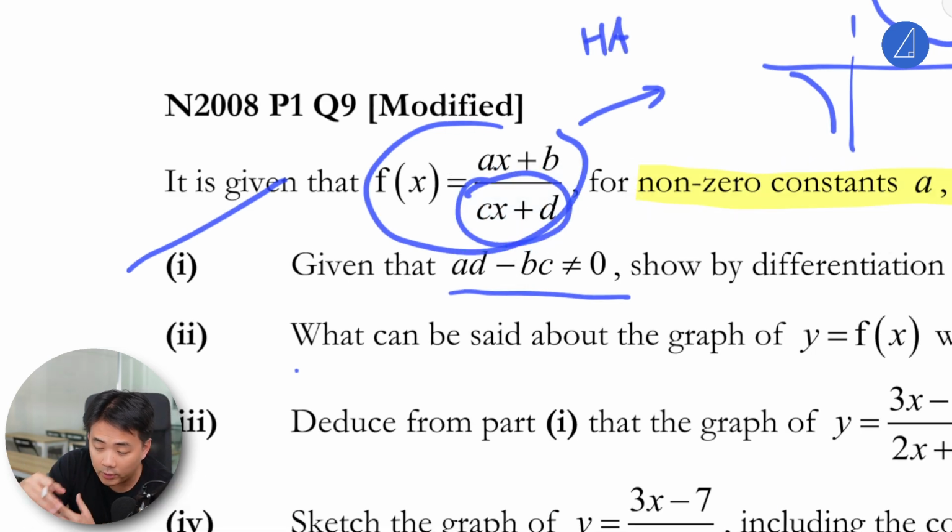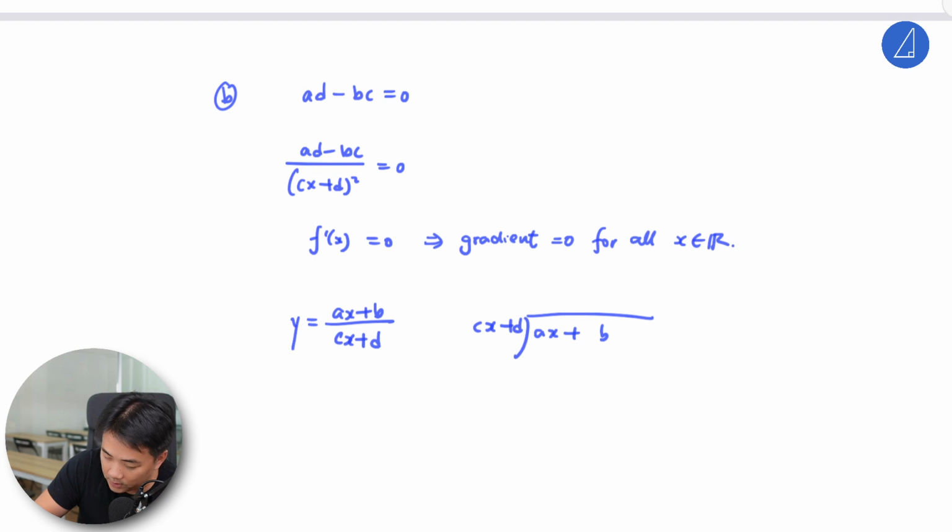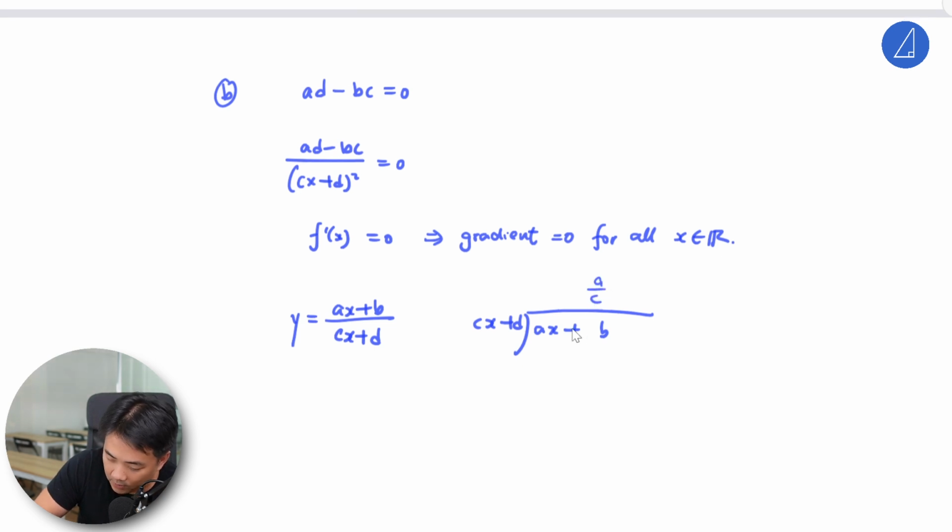But if we do the horizontal asymptote, we'll be able to see that when dy/dx is 0 for all real values of x, then we know the equation of the horizontal line. So I'm just going to quickly do a long division here. We take ax plus b divided by cx plus d. To get a coefficient of a here is not too bad. We just need to multiply by a over c, right?